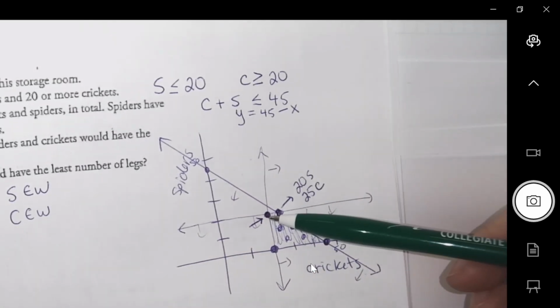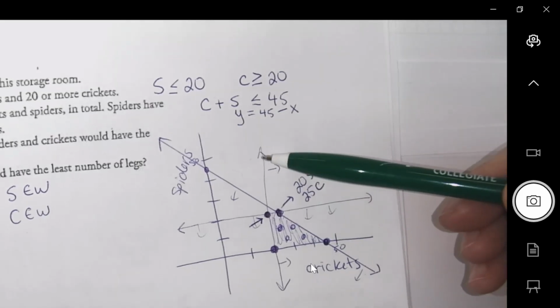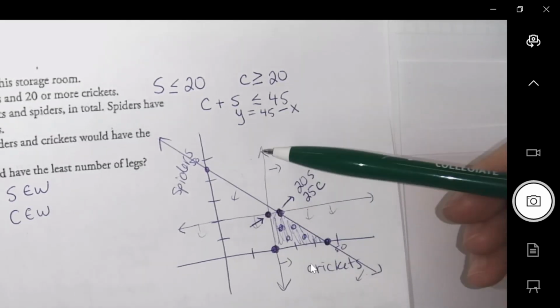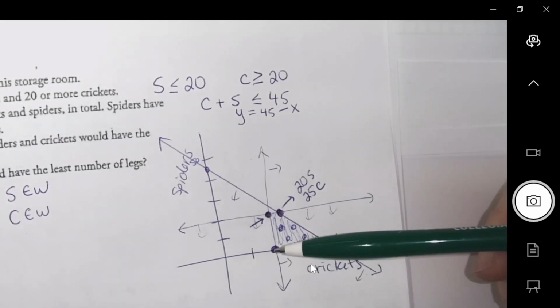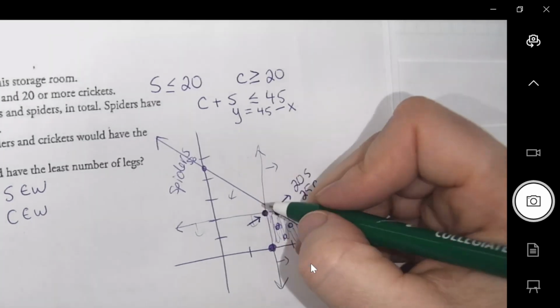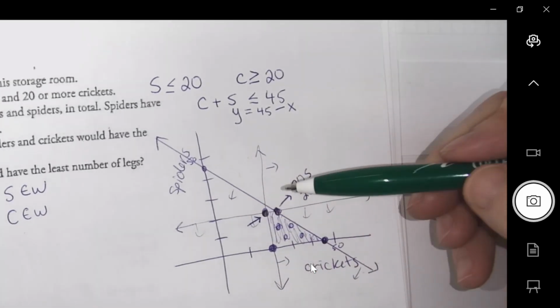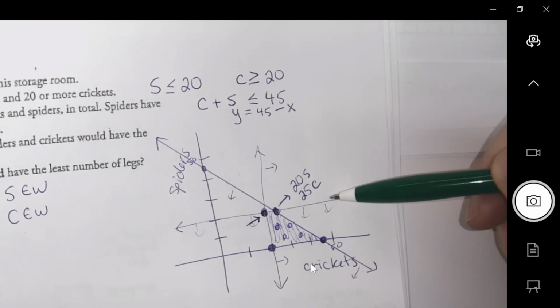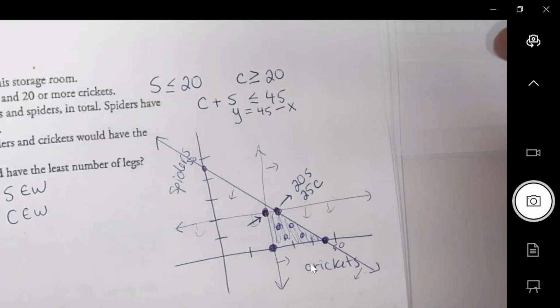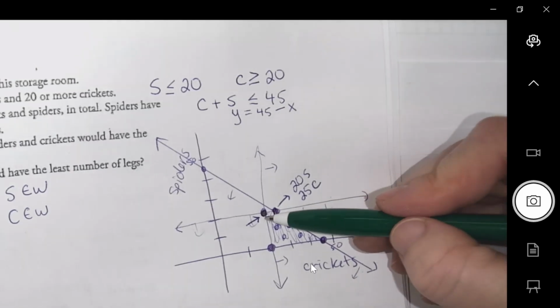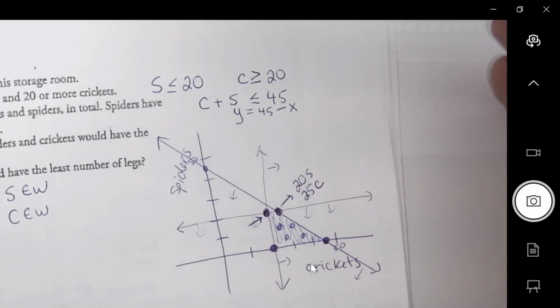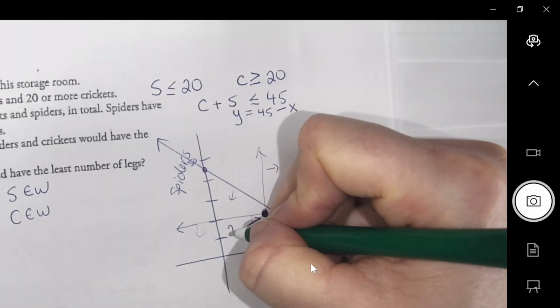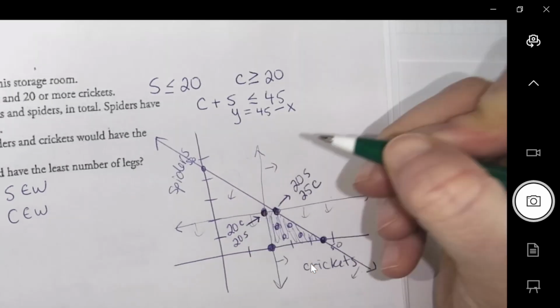So what do I know on this spot? It's on the vertical line. What's going on the vertical line? And it's on the horizontal line. So what's going on that line? If it's on the vertical and the horizontal line, what's happening? 20 crickets, 20 spiders.